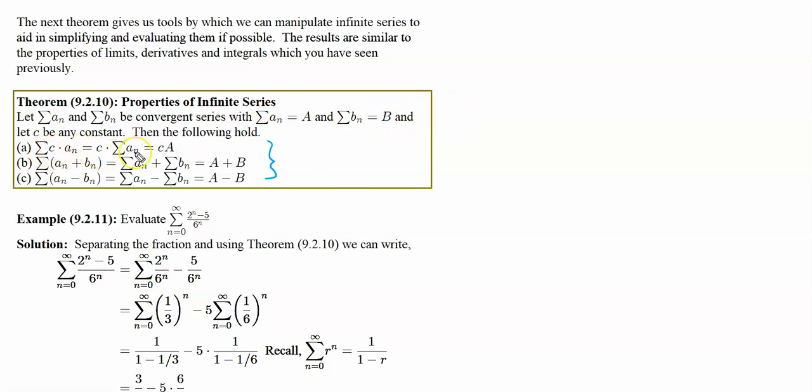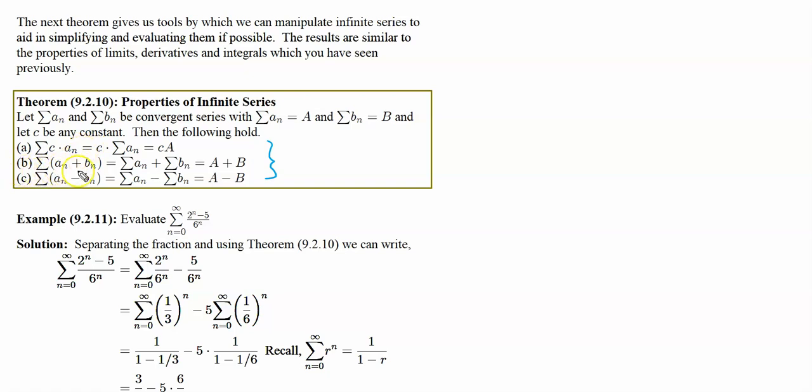You notice the first property makes this statement. If we look at the summation of C times a_n, you can just move this C out in front of the summation. That's what this statement is saying. So this will equal C times the summation of the a_n's, and since this is equal to capital A, you get C times A.